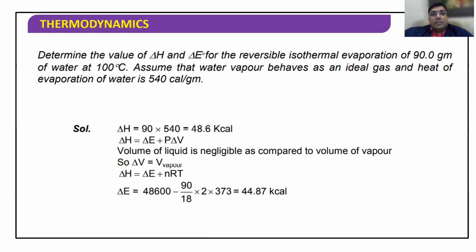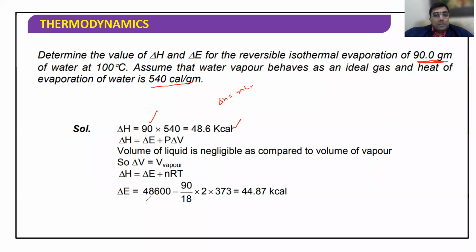I think you know the formula: delta H is equal to m L, latent heat of vaporization. You know this formula? So m is the mass, 90 grams. Can you see here in the question? 90 grams is given here. And heat of vaporization is given, 540 calories per gram. Here gram and gram get cancelled, you get calories. Clear or not? So delta H is equal to that.